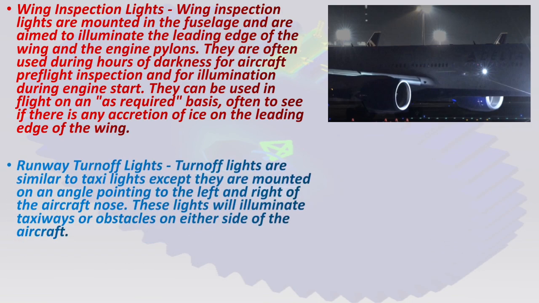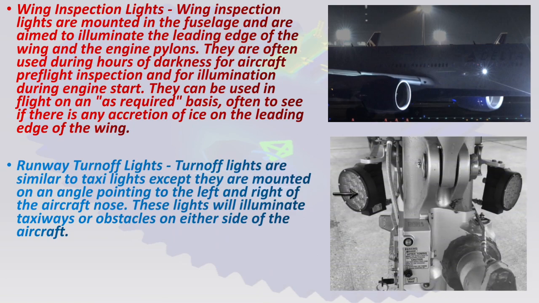The next one is runway turn-off light. Runway turn-off lights are similar to taxi lights except they are mounted at an angle pointing to the left and right of the aircraft nose. These lights will illuminate the taxiway or obstacles on either side of the aircraft.